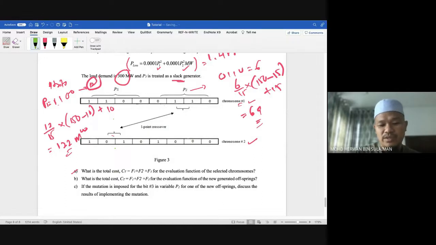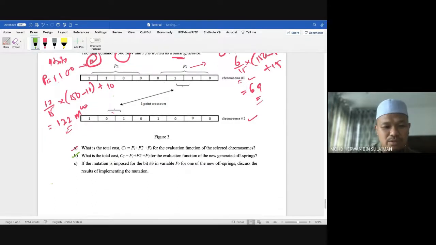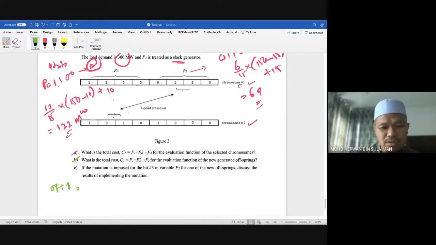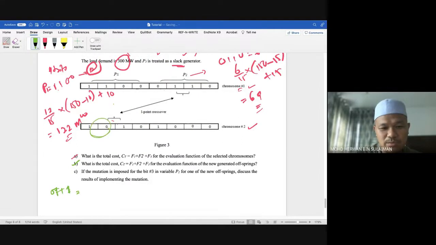Okay, so that is question A. So what about question B? Question B: calculate for the newly generated offspring. Meaning that you need to create your offspring. Offspring number 1 is what? Since this one-point crossover is put here, your P1 is maintained, right? So your chromosome maintains 1100, but here is 01, this value 10. See, 10. So it seems that it will not become a problem there, right?